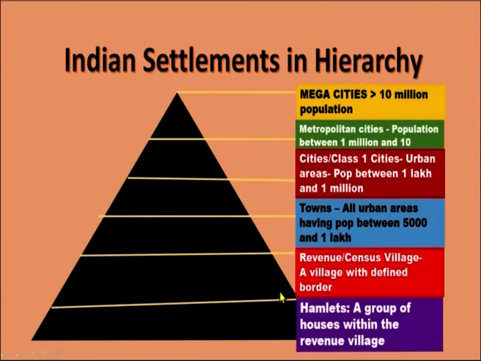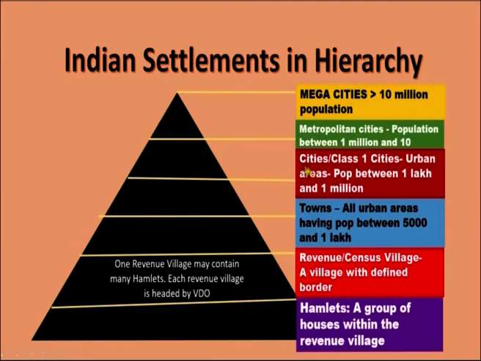So what is revenue village? A village which is having a defined border. And hamlets are smaller than villages. One revenue village may contain many hamlets. Each revenue village is headed by a village development officer. Then above revenue village, what is it? Towns. All urban areas having population between 5,000 and 1 lakh come under towns.